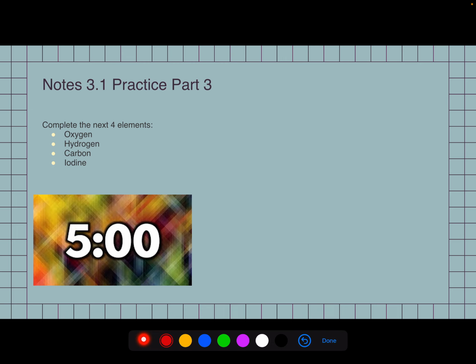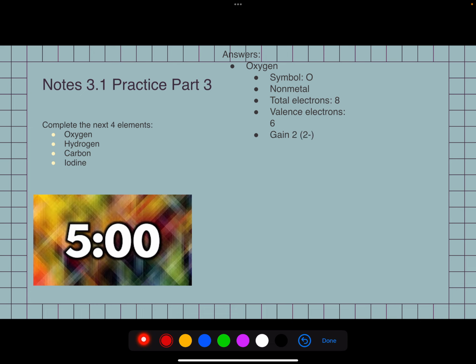Alrighty. So here we go. Your answer for oxygen is simply O. O for oxygen. It is a non-metal. Total electrons is 8. Has 6 valence electrons. So since it has 6 valence electrons, we're going to want to gain 2 electrons, right? Because we want to complete our octet. When it gains 2 electrons, it'll have a 2 minus charge.